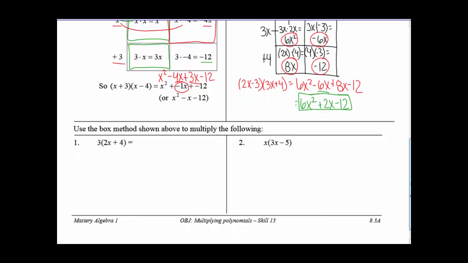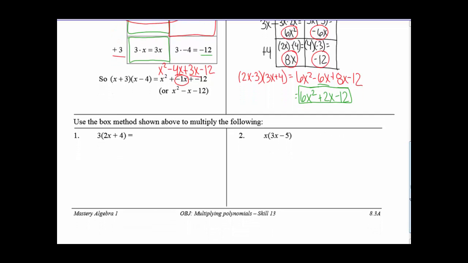So now if we look at another example, it wants you to, using the box method, multiply the following. So we have 3 times 2x plus 4. Last semester we learned just to distribute this 3, right? But we're going to get into some more complicated problems. So for all of these, make sure you're showing your box method. So for this problem, I'm going to have 3 on the left-hand side and a 2x and a plus 4 along the top. So each term gets its own box.